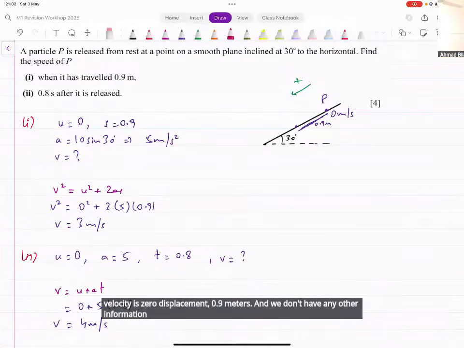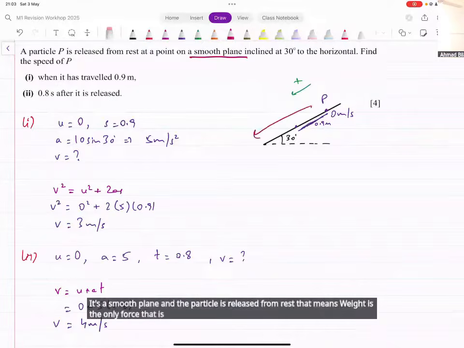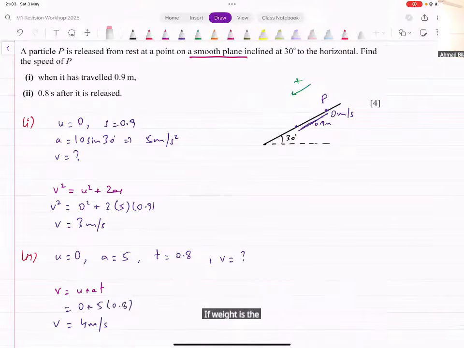But we know it's a smooth plane, and the particle is released from rest. That means weight is the only force that is making the object move down the plane. If weight is the only force, remember, what's the acceleration going to be?